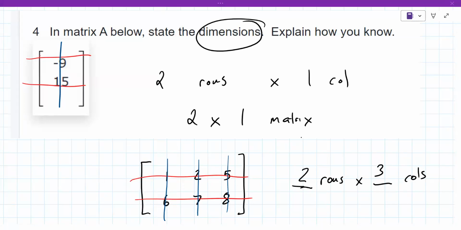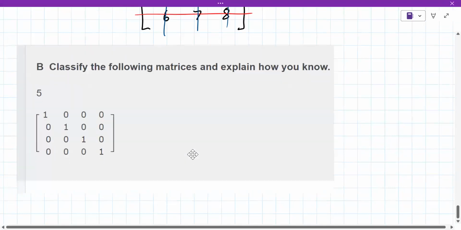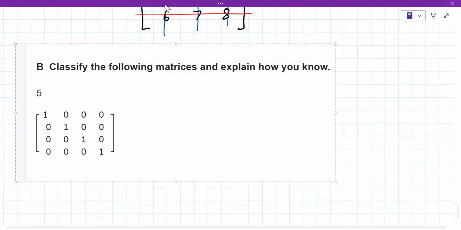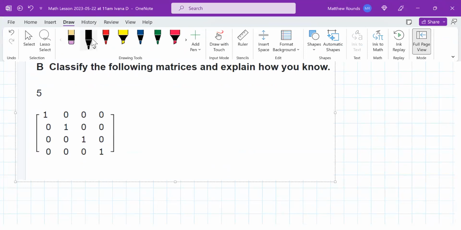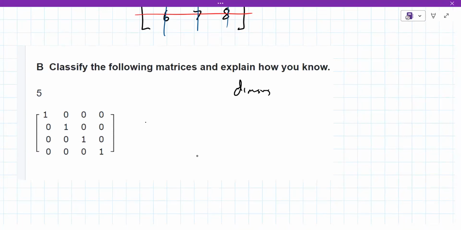Okay, let's look at 5, and we'll talk about it. It says classify the following matrices and explain how you know. So first thing I just want you to tell me is the size or the dimensions of this. Just like we've been doing, what are the dimensions of this matrix? How many rows, how many columns?